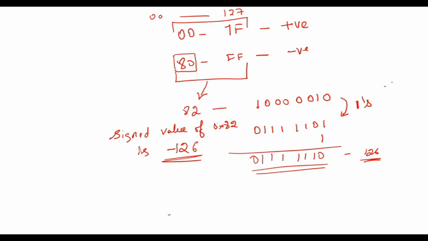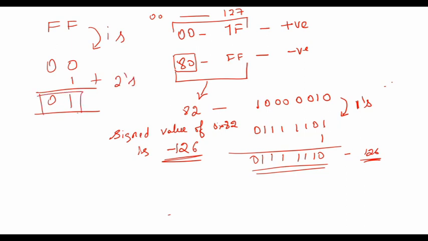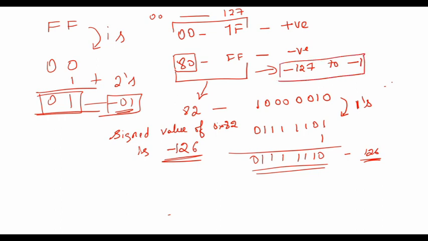Now I can represent similarly FF. What is the value of FF? It's quite simple. For FF, you take the 1's complement, it becomes 00. Add 1 to this, it becomes 01. So this is the 2's complement you take, so you got 01. What does that mean? It is nothing but 1 only. That means minus 1. So I can represent here negative numbers from minus 128 to minus 1. That is the range of the negative numbers.